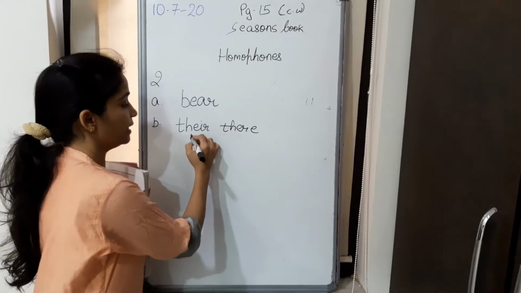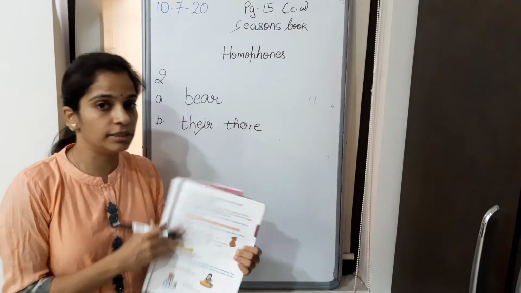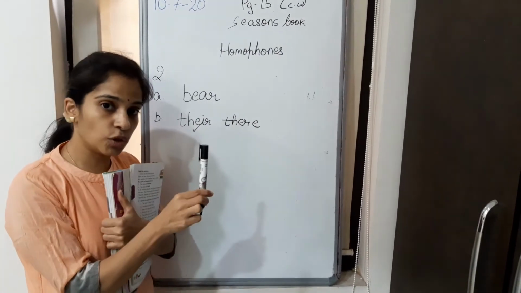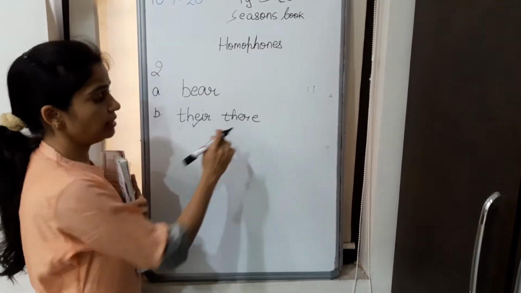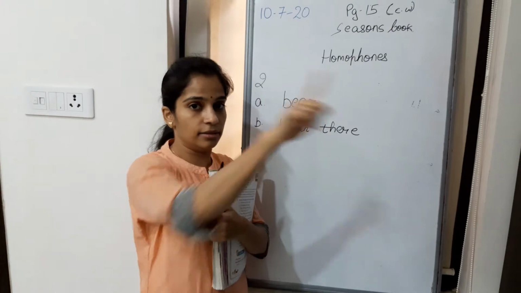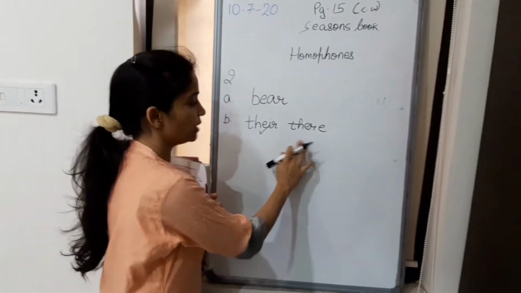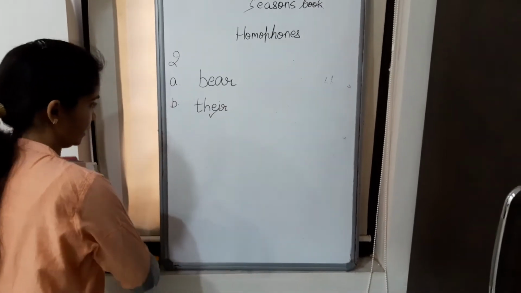Correct answer is their. Why? Because I will say children are playing with their toys. If this is a toy, children's toy, so children are playing with their toys. And next, for example, children are playing there. If you say that, directions, so we use there. But right now the answer is T-H-E-I-R, their.